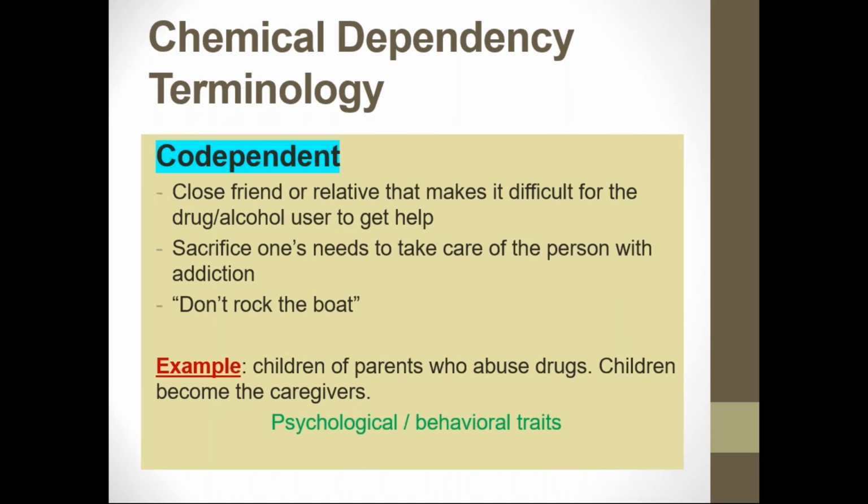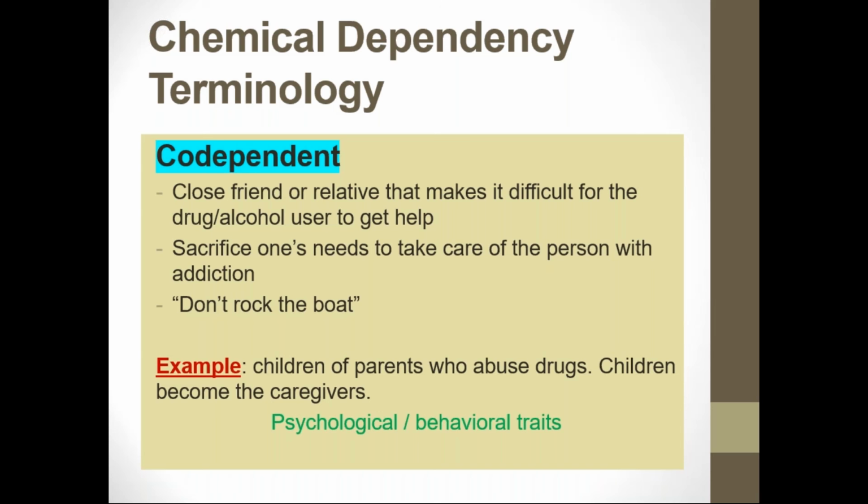So what's a codependent? A codependent is a close friend or relative that makes it difficult for the person to stop or to get help for drug and alcohol abuse. A codependent is a person that sacrifices his or her own needs to take care of the person with the addiction. It's a person who doesn't want to rock the boat. So an example of a codependent would be children of parents who abuse drugs, and the children become the caregivers instead of the parents being the caregivers.